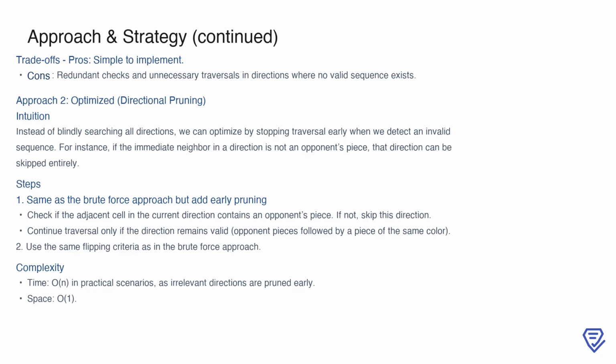The steps are similar to the brute force method. We still verify the initial cell and iterate through potential directions. However, we now incorporate an early pruning step, checking if the immediate neighbor is an opponent's piece before proceeding further. If a direction remains valid, we continue traversing, ensuring the sequence ends with a piece of the same color as the one being placed. This optimized approach reduces the overall number of computations by eliminating irrelevant directions early, making it more efficient for practical scenarios.